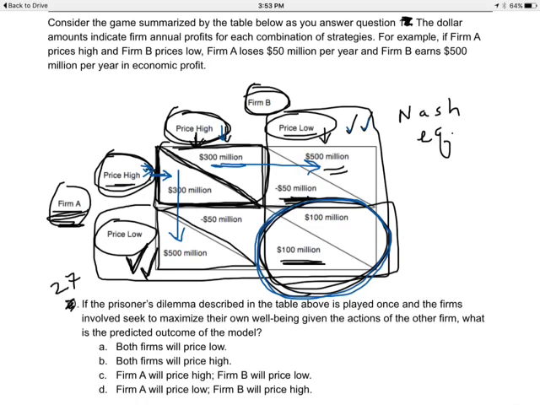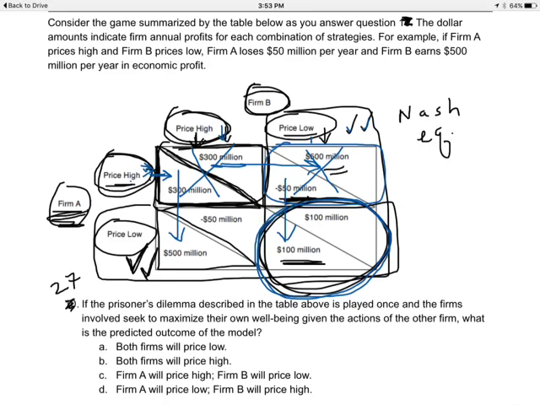Now, let's check the combination where firm B prices low and firm A prices high. Well, given that firm B is pricing low, would firm A be happy to stay pricing high? No, firm A would want to change its action to also price low. Firm B is plenty happy, but firm A is not. So all you need is one player that wants to change its action given the action of the other players. So price high, price low, firm A's action, firm B's action, is not a Nash equilibrium.